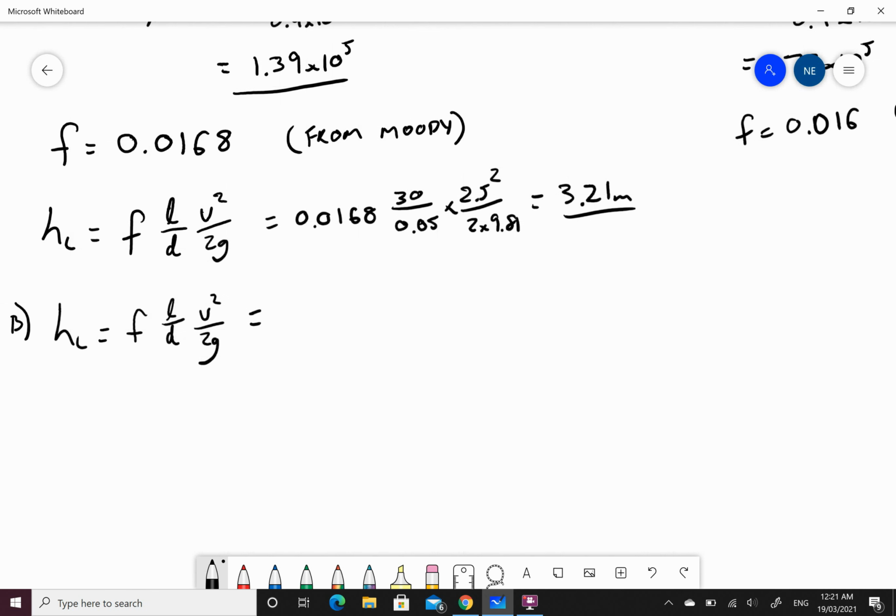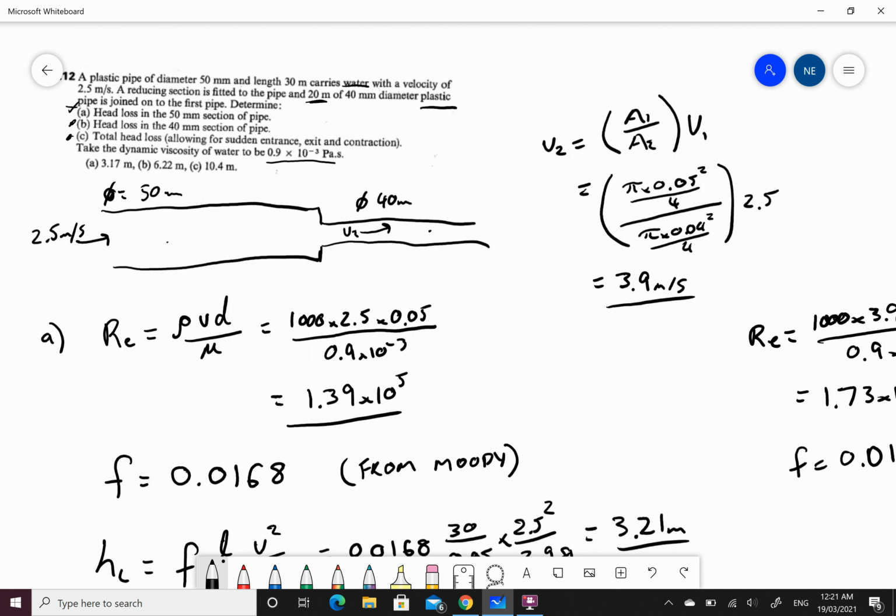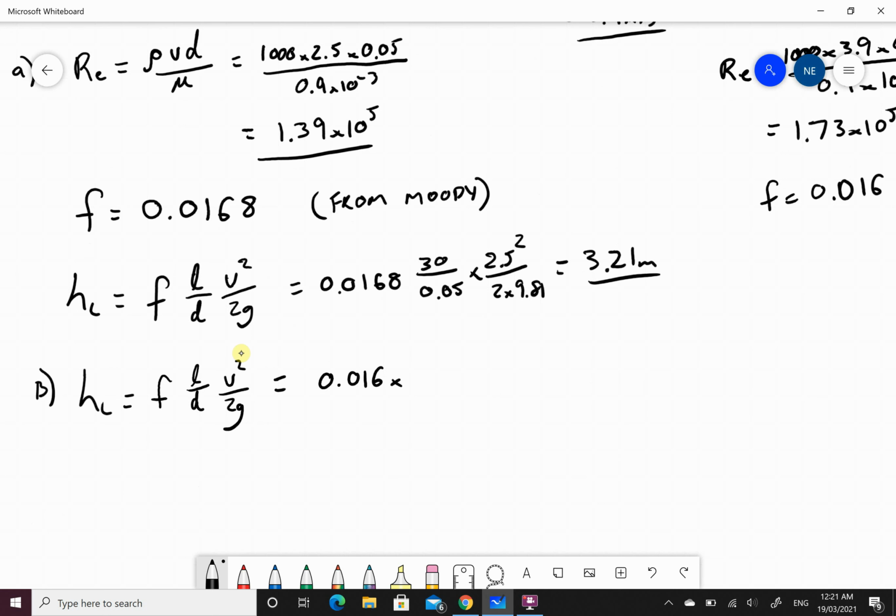Alright, now we come back to our formula, 0.016. The length is 20 meters, given in our question. Diameter is 40 mil. Velocity in this case is 3.9 squared, 1.81. And the friction loss in here is 6.2 meters.